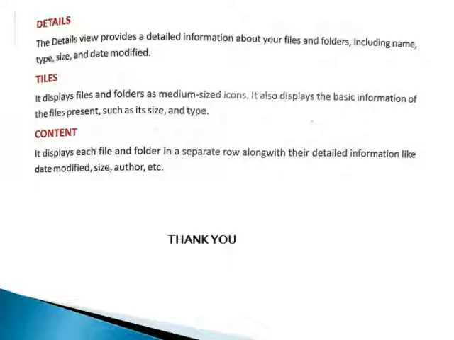Details. The detailed view provides a detailed information about your files and folder, including name, type, size and data modified. Tiles. It displays files and folder as a medium-sized icon. It also displays the basic information of the file present, such as its size and type. Content. It displays each file and folder in a separate row along with their detailed information like data modified, size, author, etc.